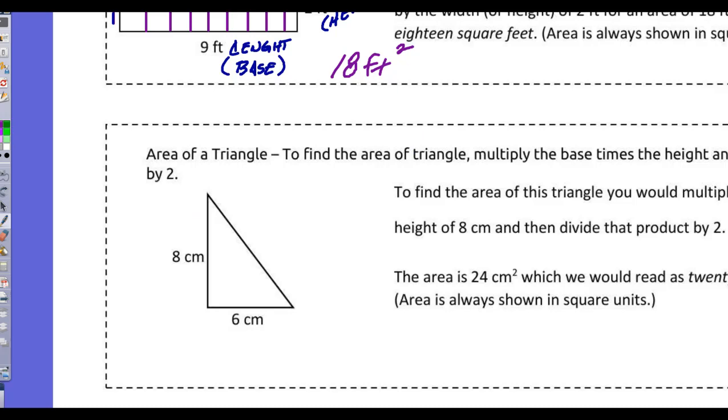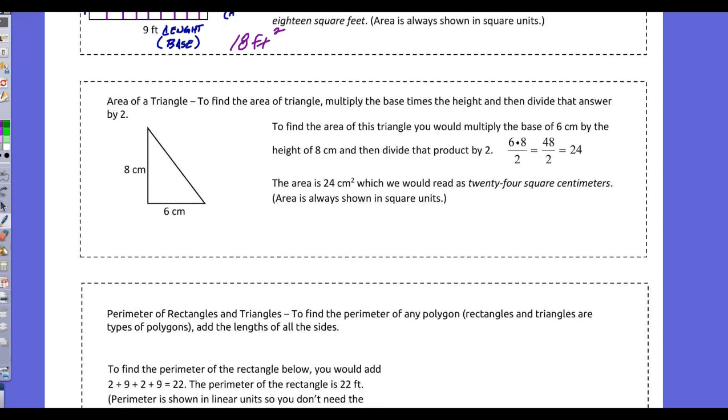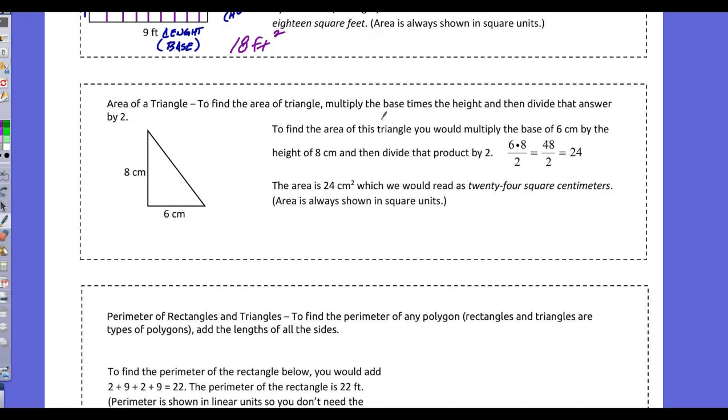All right, when we do a triangle, let me zoom out just a little bit. When we do a triangle, it's also the base times height, but then we divide that answer by 2. And let me show you why we do that with a triangle. What I'd like you to do is draw this triangle. I'm going to pause for just a minute. Draw this triangle, a right triangle, 8 centimeters tall, and with a base of 6 centimeters. So a height of 8, base of 6.